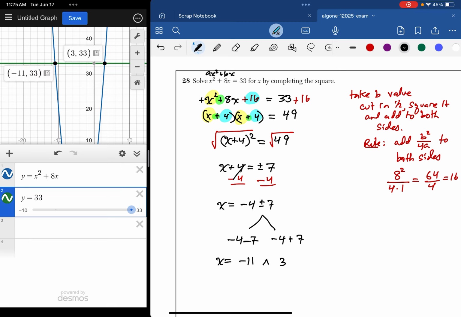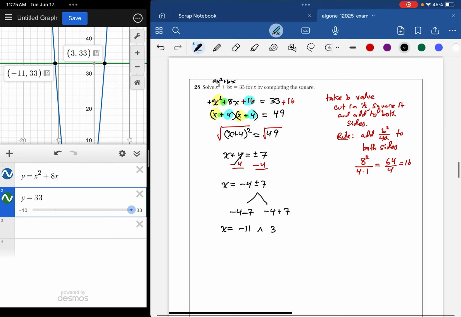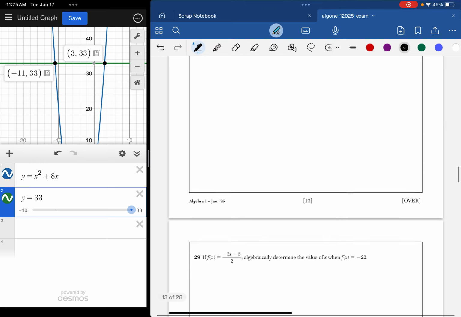The x values for which, or where they cross, would be at negative 11 and 3. So that would be an indication that we have an answer. That is most likely correct. I mean, it's also possible I missed a step along the way, but we're mostly correct, at least, at a minimum.